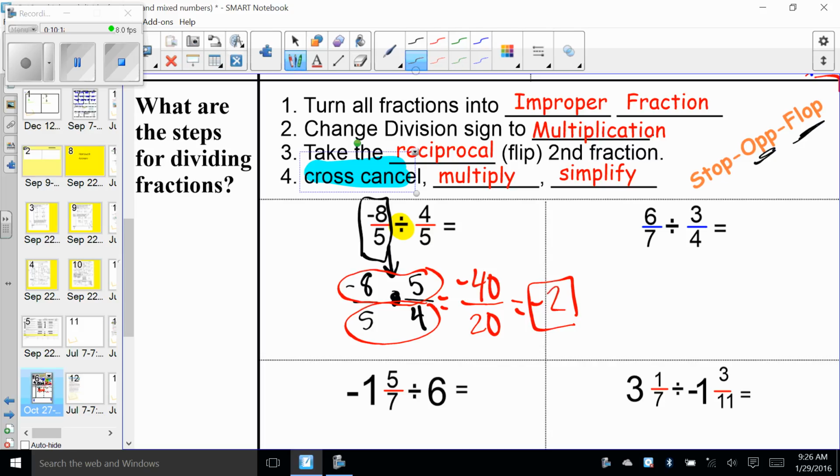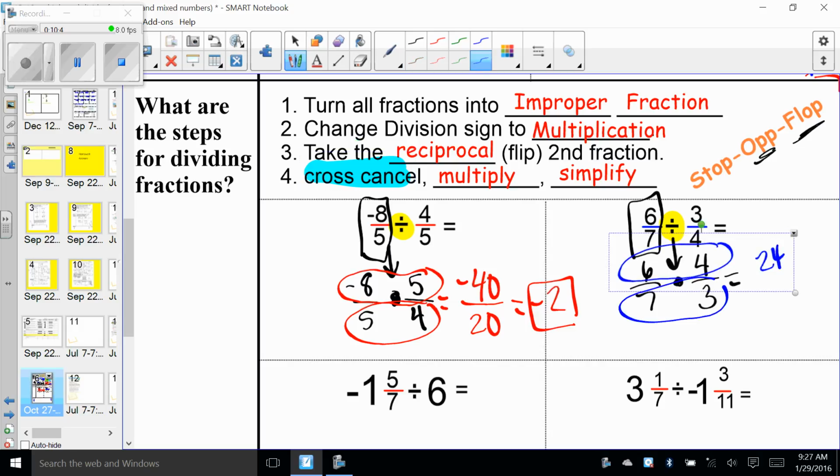Next problem has a division sign in there. Remember, we don't subtract or divide in Ms. Volkman's class, so we're going to go ahead and change it to stop, op, flop. So we have the stop sign here. 6/7. Leave it totally alone. Just drag it down. Division is going to change to multiplication. We're going to flip or take the reciprocal of the second fraction. Multiply tops, multiply bottoms. So we have 24 over 21.